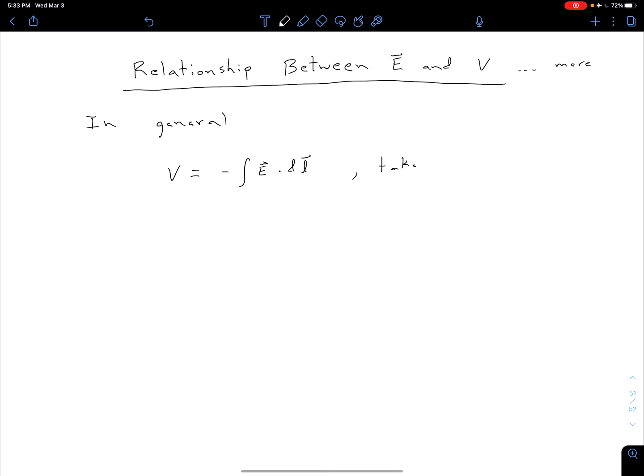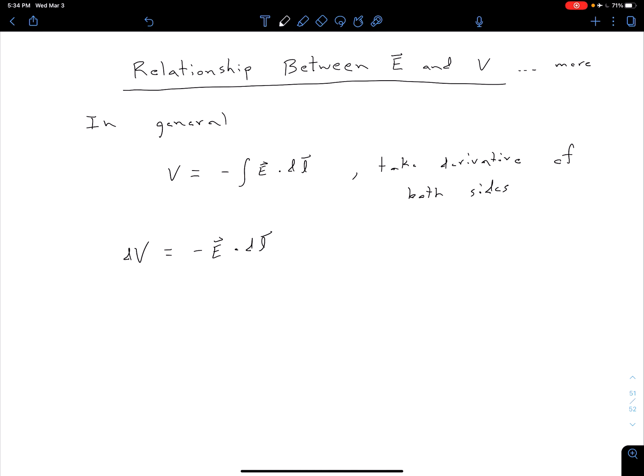So let's say take the derivative of both sides. So what we get on the left is just dV, and on the right we're going to get rid of that integral and we're just going to have negative E dot dl.